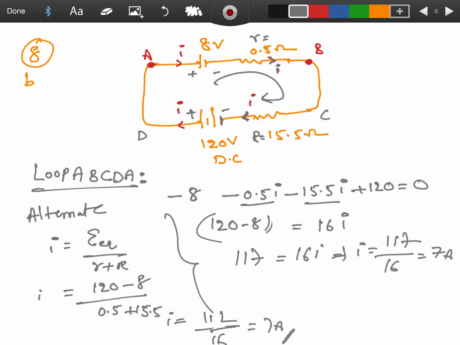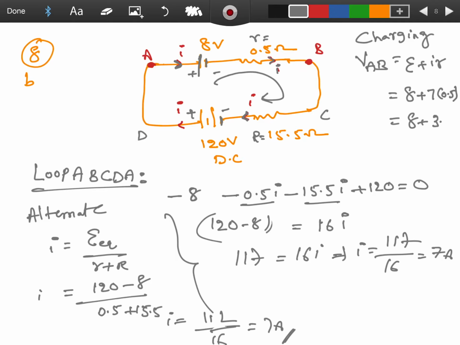Once you find the I, they are asking to find what is the potential difference between A to B. It is the condition for charging battery. See here, this I is entering towards the positive terminal. This is charging method, E plus Ir. EMF is 8, current is 7, resistance is 0.5. 8 plus 7 into 0.5, that is 3.5, which is 11.5 volt.